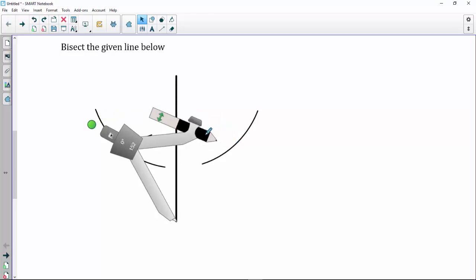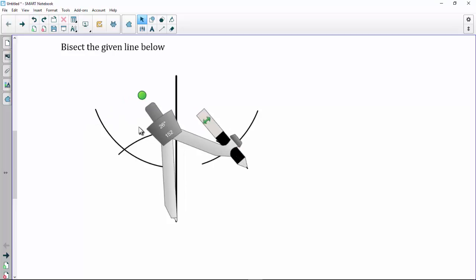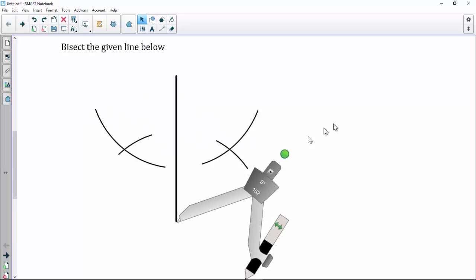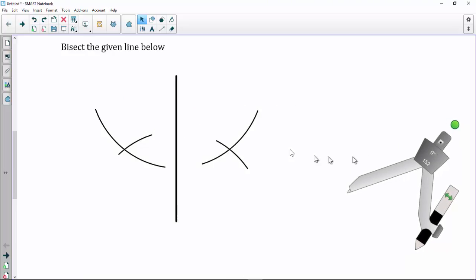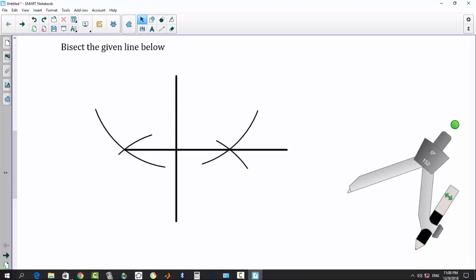What happened there? My ink finished? Right. And then with the use of a ruler, of course, draw a straight line connecting or passing through both points. There we go. We have just bisected a vertical line.